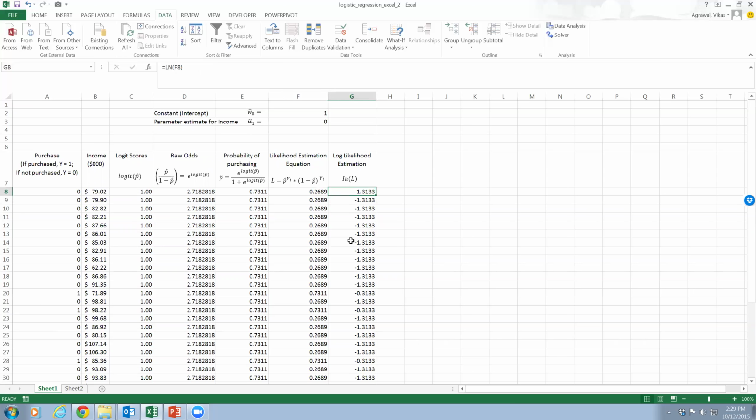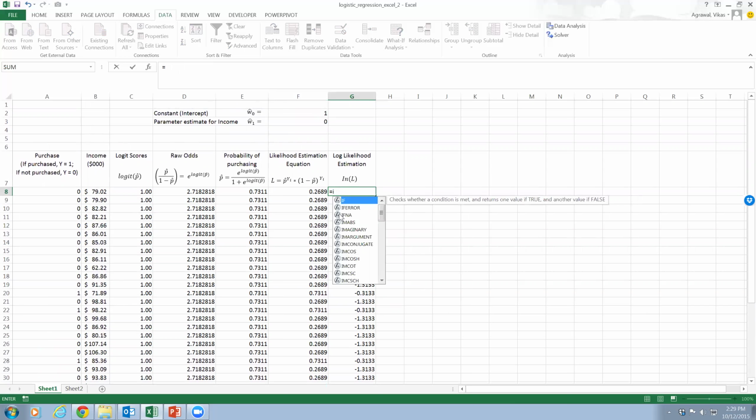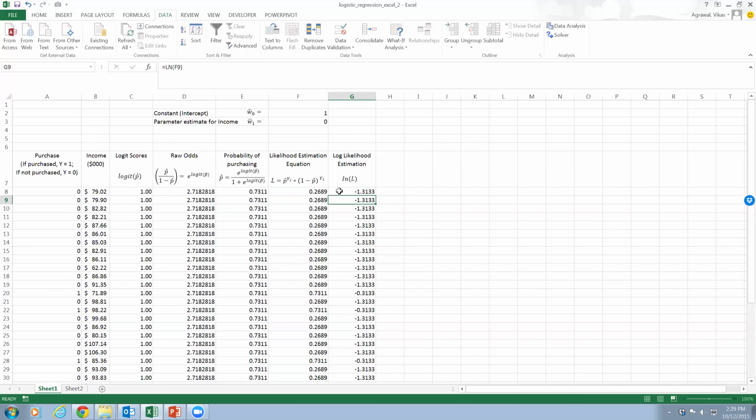So let's go ahead and do it with the Solver here. This is simply, I guess I explained this one, this should be natural log of this value here. And then you're just going to copy it down. Now all we have to do is use the Solver.